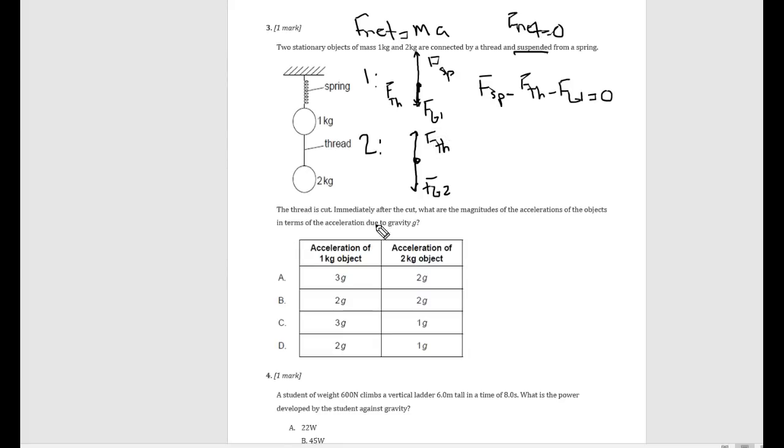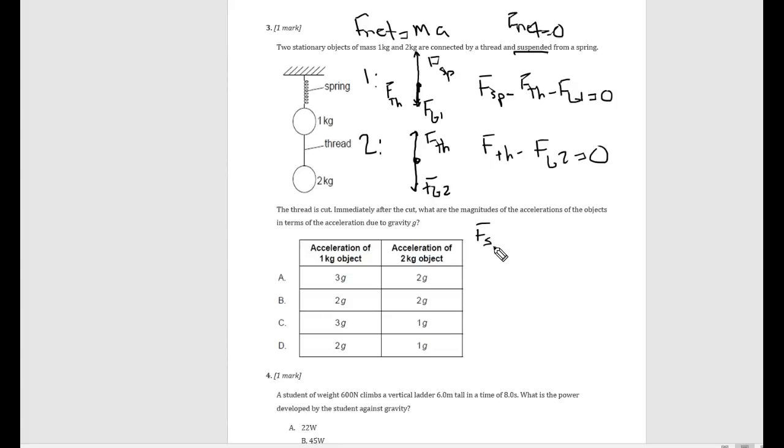So let's look at the actual question. The thread is cut. Immediately after the cut, what are the magnitudes of the accelerations of the objects in terms of the acceleration due to gravity? So we cut the thread. F thread is gone. What is the force on object 2? Okay, so before it's cut, we have F thread minus Fg2 equals 0. This is all before the cut. What happens after the cut? This F thread goes away.